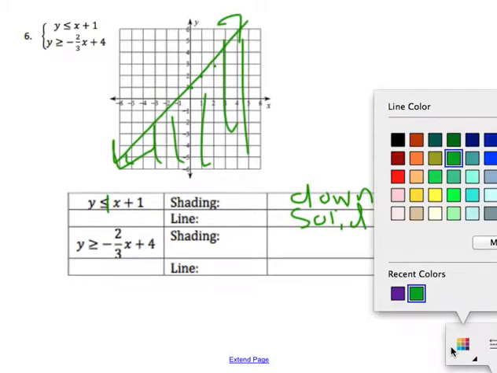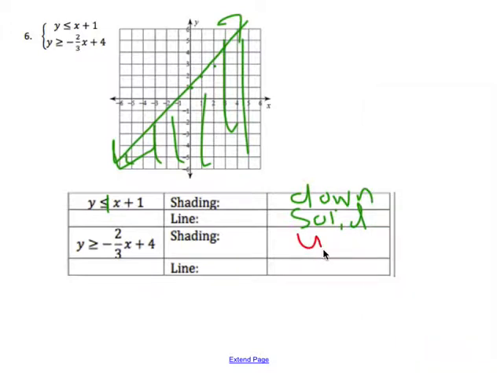Now, let's go ahead and graph the second one. When we graph the second one, it's facing towards the Y, so we're going to be shading up. And again, my line is going to be solid. So we're crossing the Y-axis at 4. And then the slope is negative 2/3. So we're going down 2 over 1, 2, 3. And then we're going to have a solid line going through there. And from there, we're shading up.